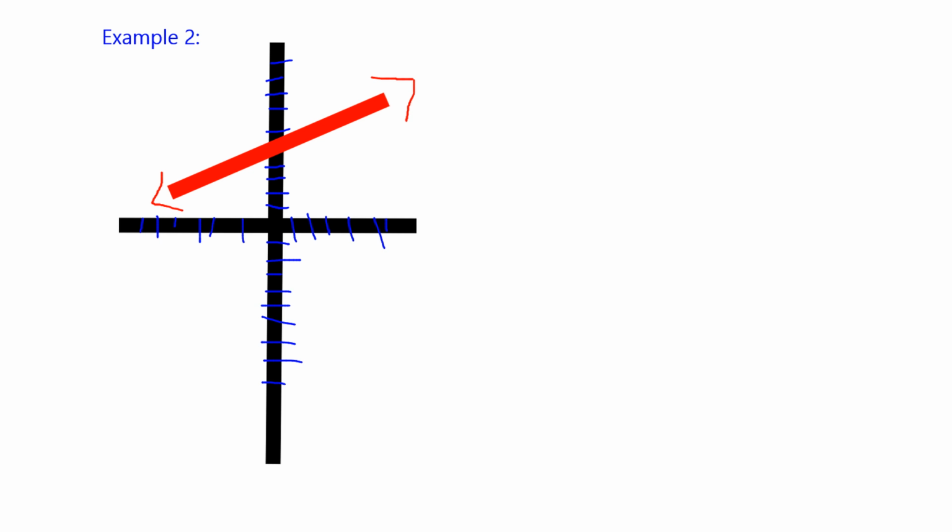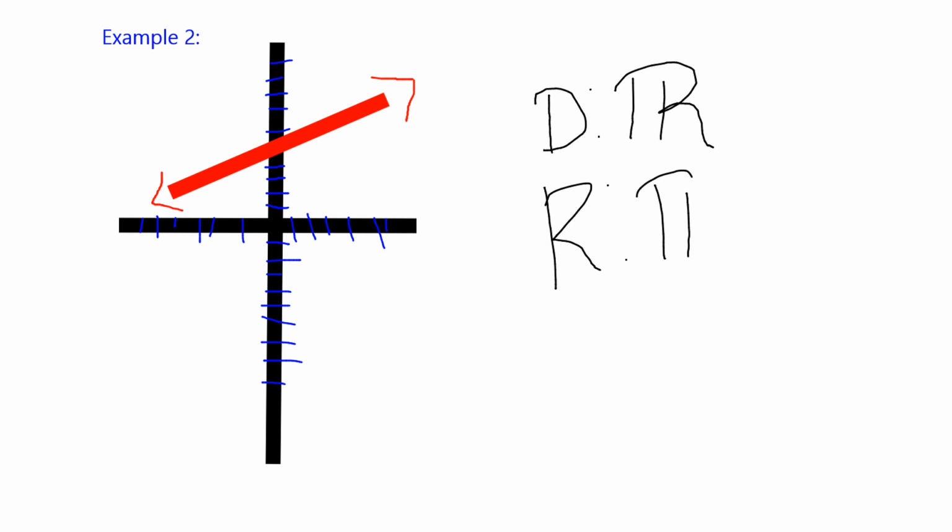If this is going to go on forever and ever, our domain is going to be all real numbers, used with a double R. And our range is going to be all real numbers because, again, it's going all the way up and all the way down.